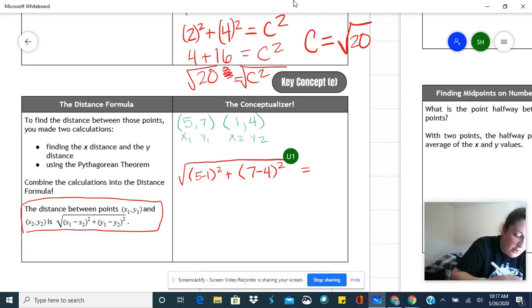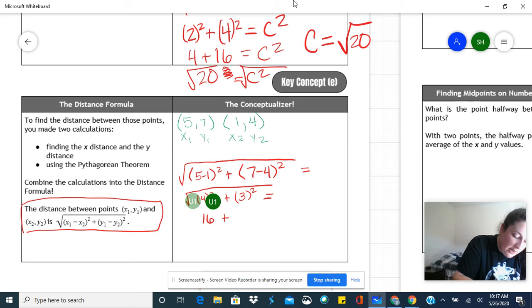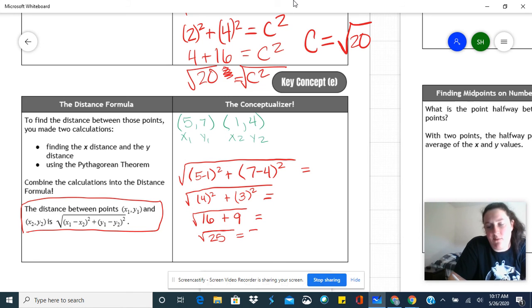equals. Bring it down. 5 minus 1 is 4. 4 squared. 7 minus 4 is 3. We have 3 squared. All under my square root. 4 squared is 16. 3 squared is 9. You have 16 plus 9, which is 25. The square root of 25 is 5, because 5 times 5 is 25, which means it is a perfect square. So those are your options. You can use either or.